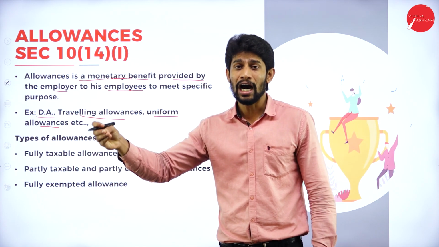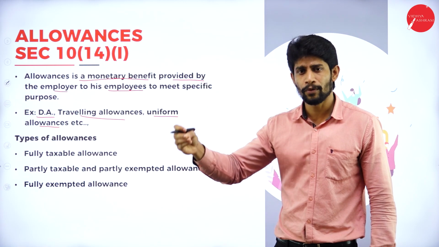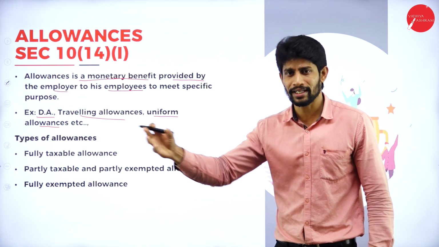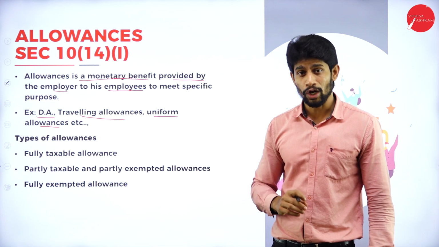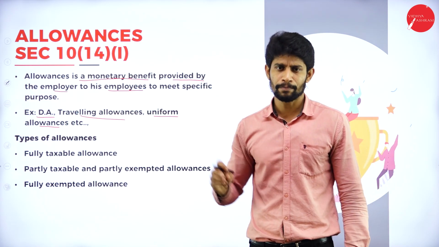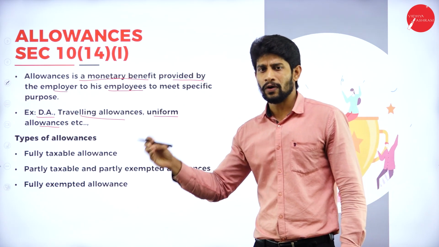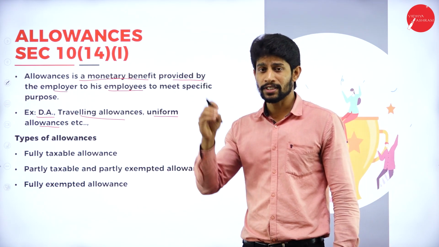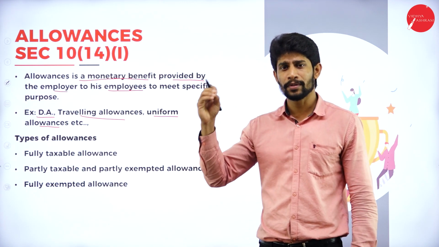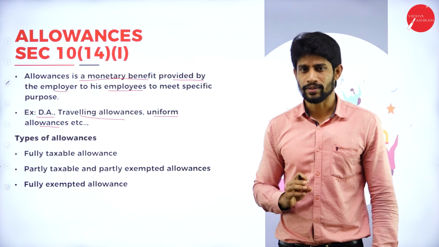That is called allowances. Any facility provided by the employer to the employee in cash is called allowances, for meeting a specific purpose, be it traveling purpose, washing the uniform, or accommodation purpose. For a specific purpose, the employer will be giving some amount to the employee, that is called allowances.